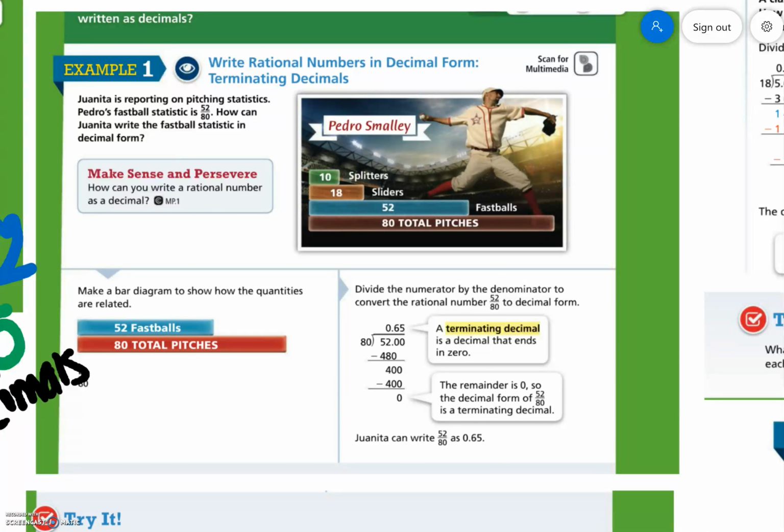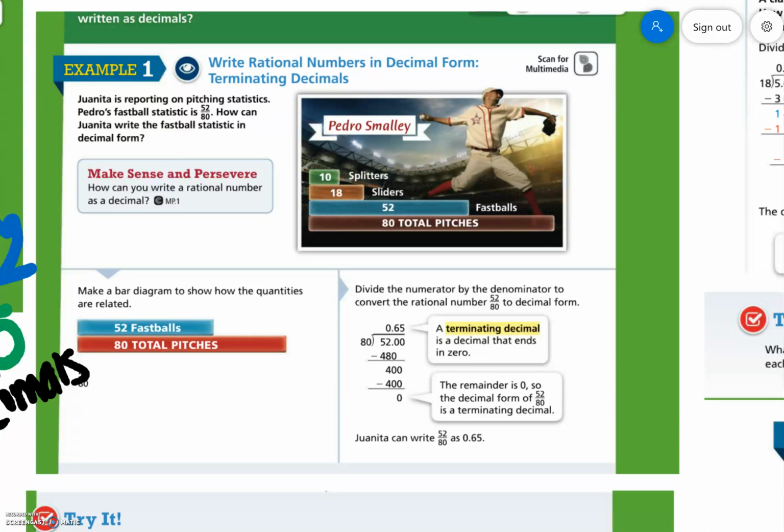Please turn to the page that looks like this with a nice baseball player on the front. Example number 1, we are going to focus on writing rational numbers in decimal form. This is terminating decimals. If you don't have your calculator, please go to the back and get it. Your calculator number is the same one that corresponds to your locker number and also your laptop number.